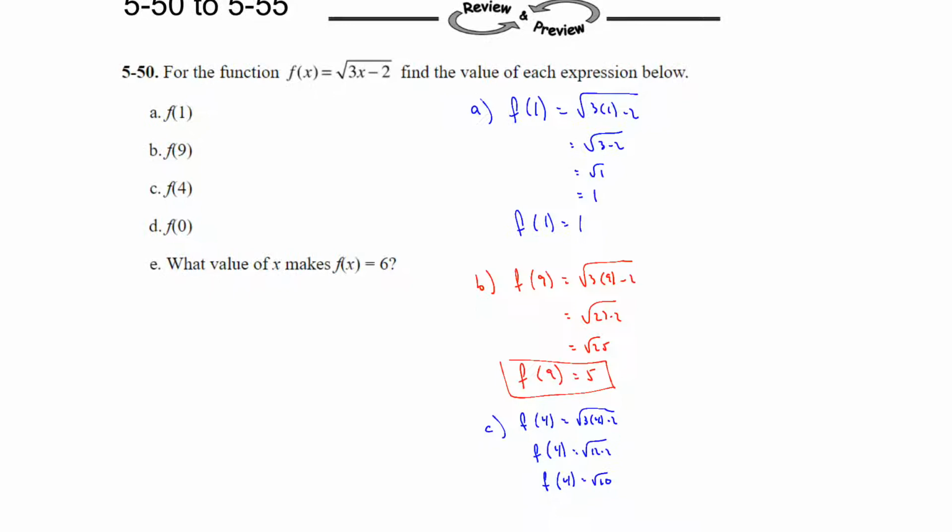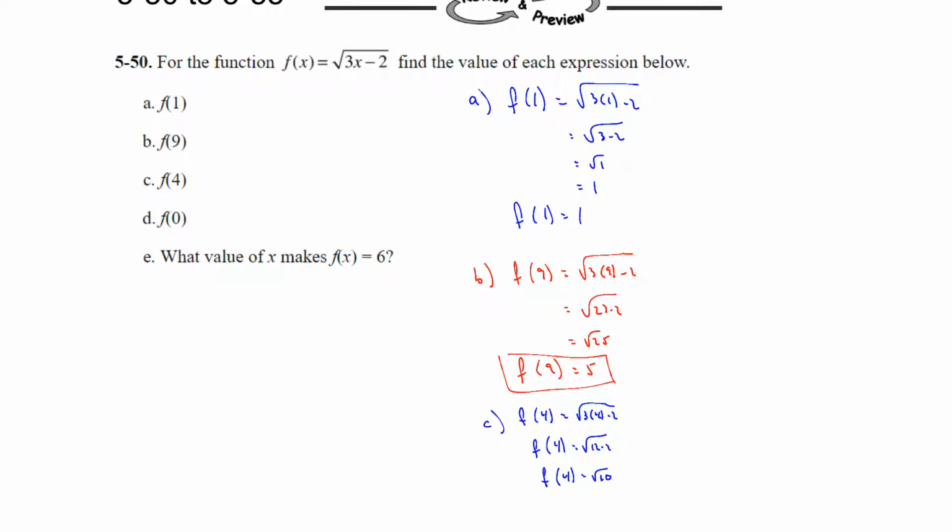Let's go ahead though. We could either leave it as f of 4 equals the square root of 10, or we can approximate the square root of 10 by plugging that into our calculators. And if we do that, we will get a value of approximately 3.16, to the nearest hundredth.